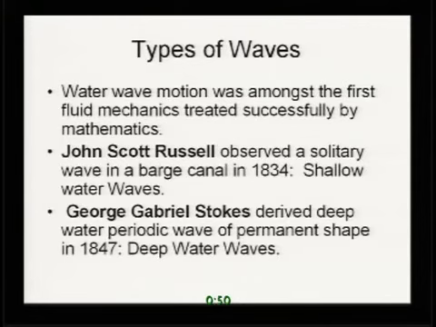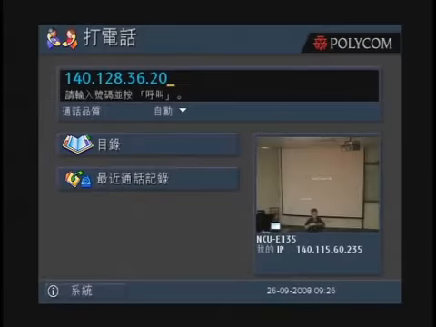But then people tried to describe it scientifically, starting from Russell, John Scott Russell. In 1834, he was riding a horse along a canal bank, and a barge came through. Then he found that when the barge moved, in front of the barge there was a solitary wave. It's one push of the wave. This wave is just one hump, and it propagated very fast.